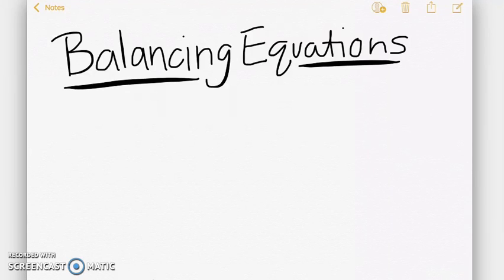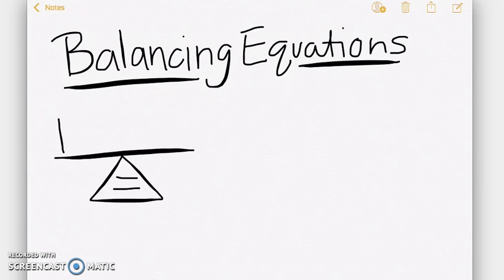Hello everyone, so today we're going to talk about balancing equations. We're going to start off with a scale. On a scale you want both sides of whatever you have on there to be equal. And so it's equal now. Let's add a number in there. So 5 does equal 5. That's how you want the scale to be.